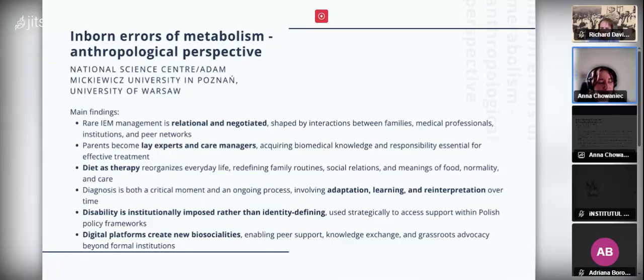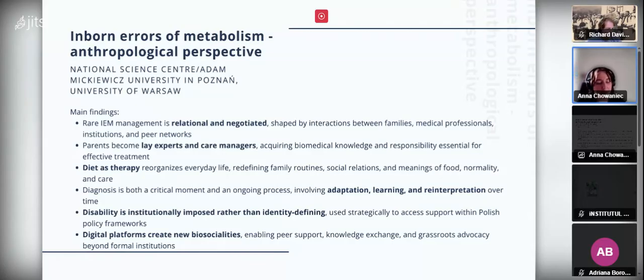Some main findings of the research. Management was relational and constantly negotiated. Diagnosis in those cases was not a one-time event, but rather a process that was quite long. As I said, it wasn't as straightforward who the expert and who the layperson is, as parents became lay experts, let's say, with knowledge that often exceeded that of the professionals because of the rareness of the disease and their lived experience with that disease.